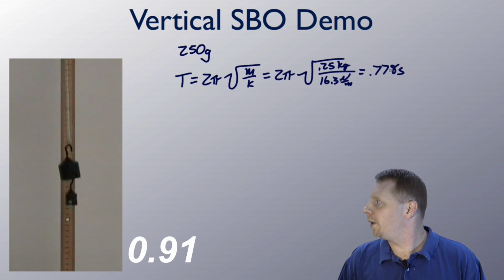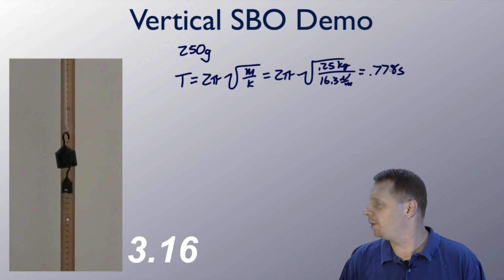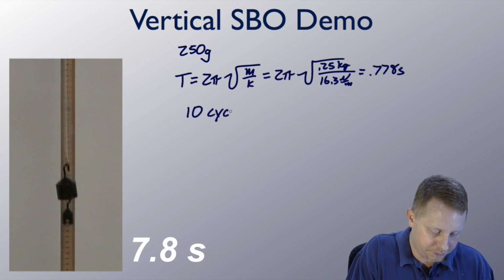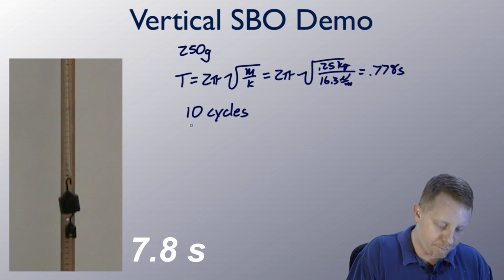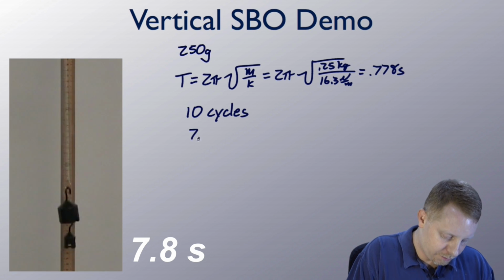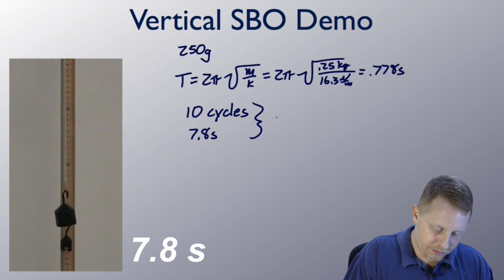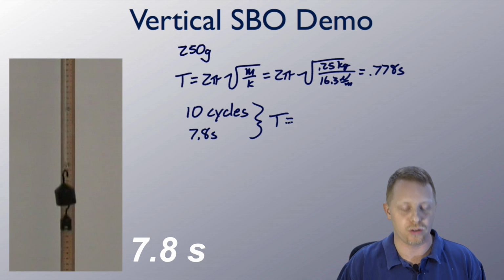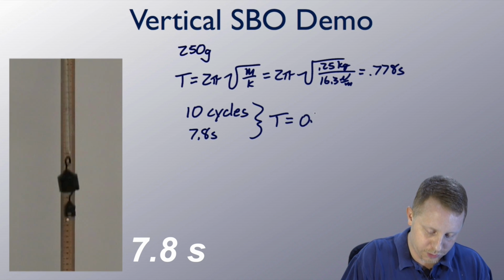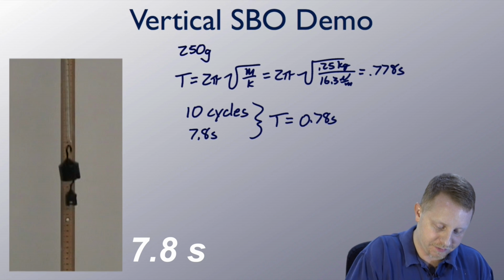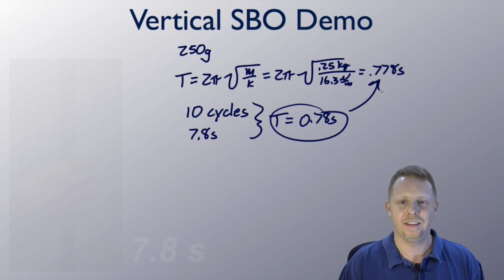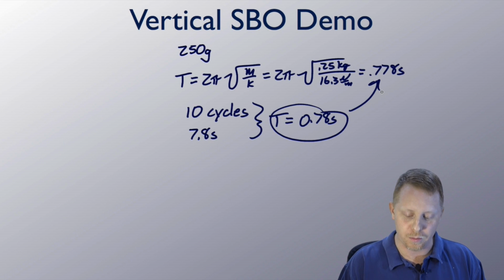So let's do it. And as we watch here, we'll watch 10 cycles of our spring going up and down. And as I time that, I find that for 10 cycles, it takes us about 7.8 seconds. So our period then, the time for one cycle, one complete up and down trip back to where you start, would be 0.78 seconds. Matches up very nicely with what we found theoretically. All right, let's do this one more time.